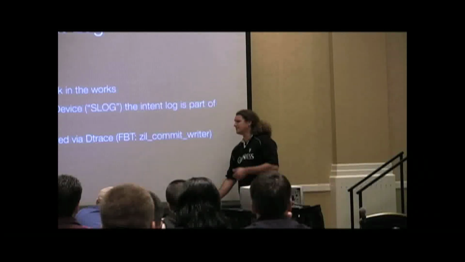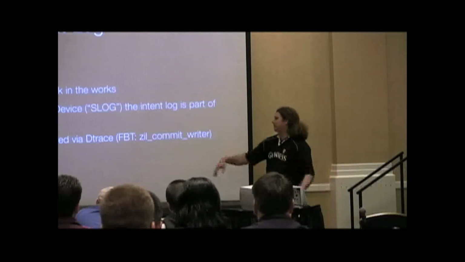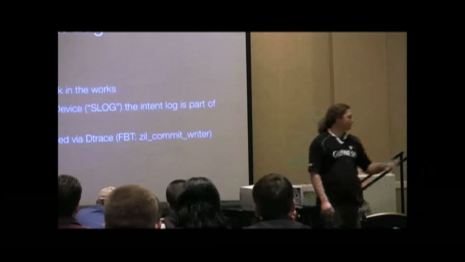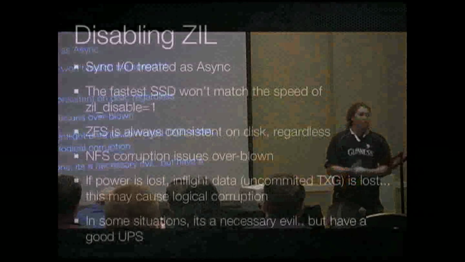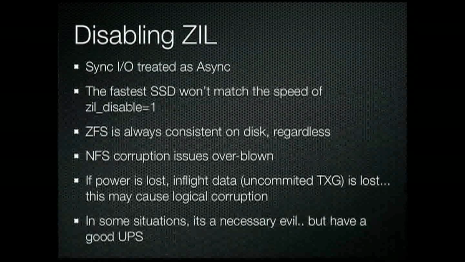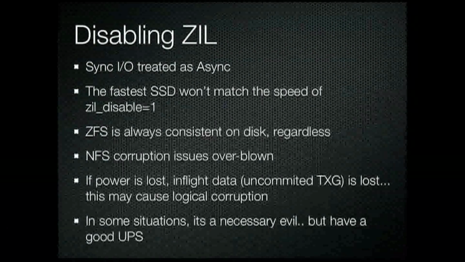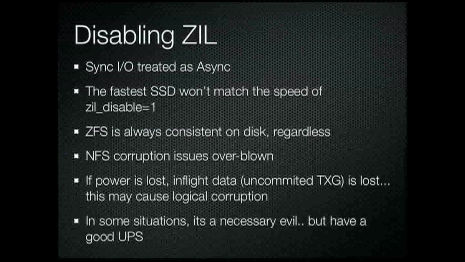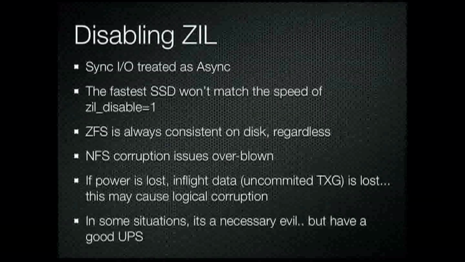And you can monitor this via trace, of course, by looking at the ZIL commit writer function. So the most common reason that people hear about ZIL is they're told that if they actually want ZFS to be reasonably fast, you should turn it off. And the reason is that it turns all of your synchronous I/O into asynchronous I/O.